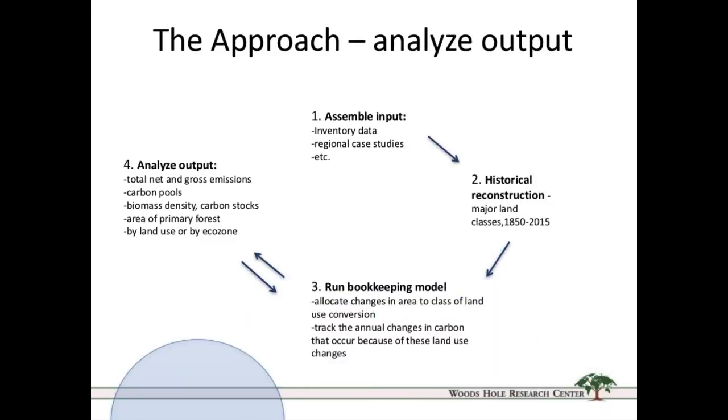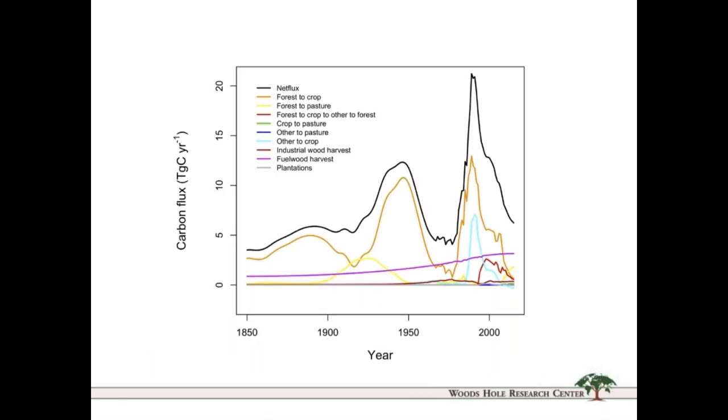And so those are the data that the model depends on. Run the model itself, and then look at the output from a number of different perspectives. This again are the emissions of carbon from 1850 to 2000, annual emissions, and again, this is Mexico based on international statistics.